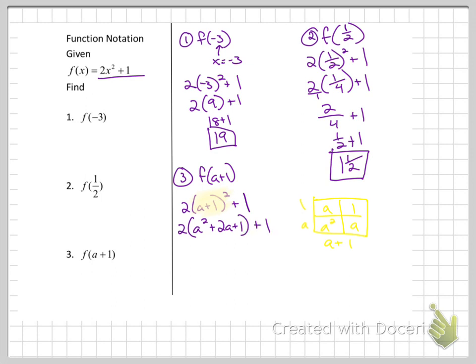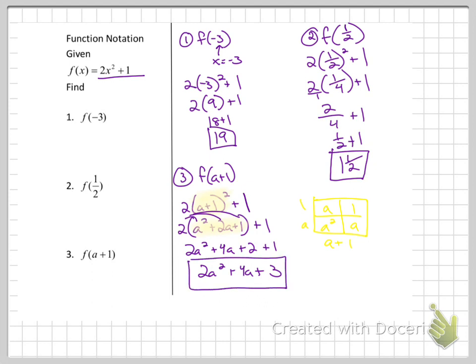Do not distribute a square. That's not how math works. But now we distribute the 2, and you get 2a squared plus 4a plus 2 plus 1. 2a squared plus 4a plus 3 is our final answer.